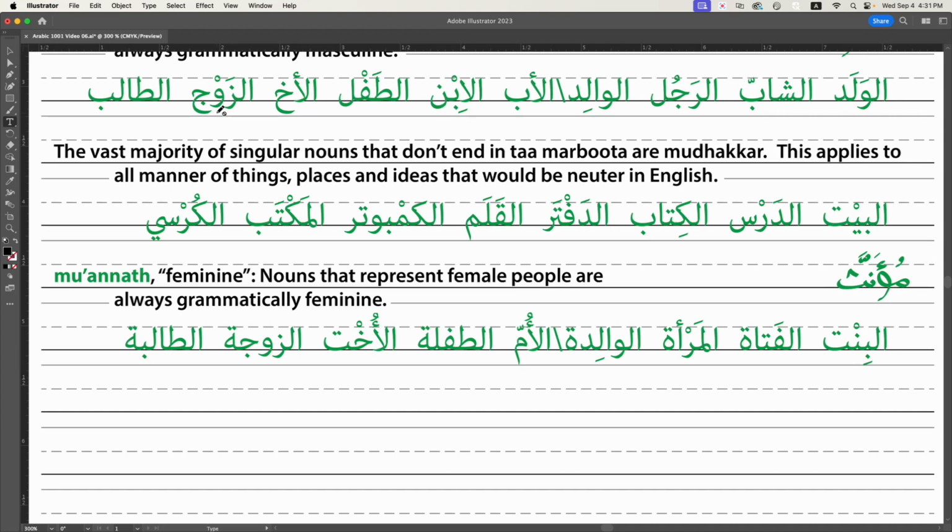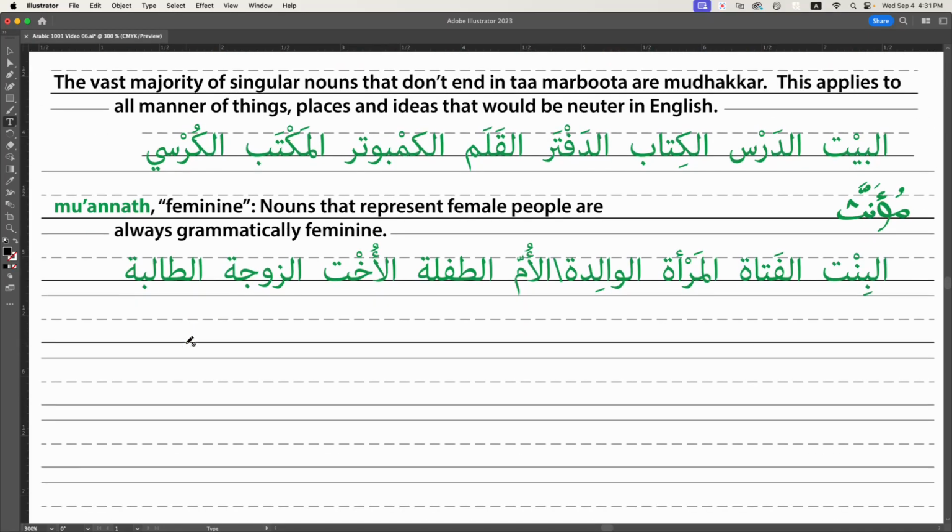A zawj is a husband. A zawja with a ta marbuta is a wife. A talib is a male student. A taliba is a female student. I should have said a male student up here. Masculine is the default in Arabic, but we don't need to make it the default in our everyday life.